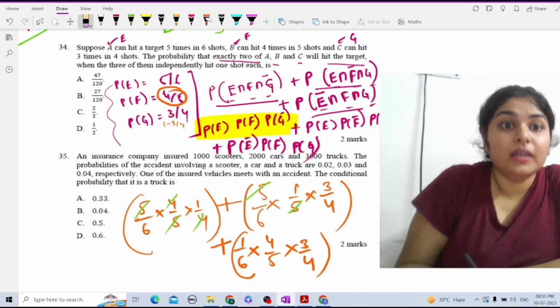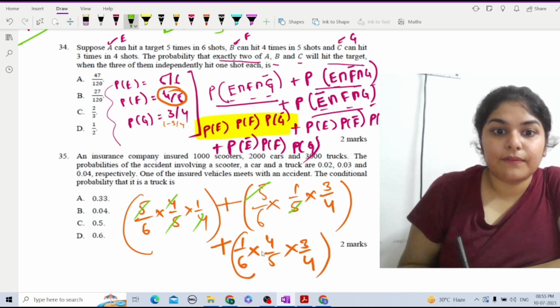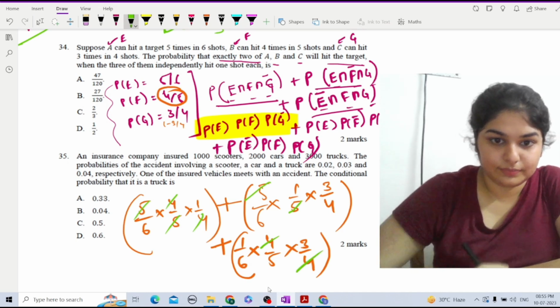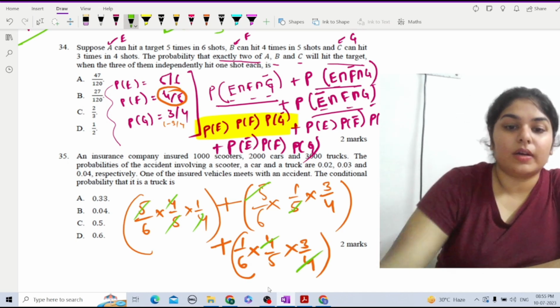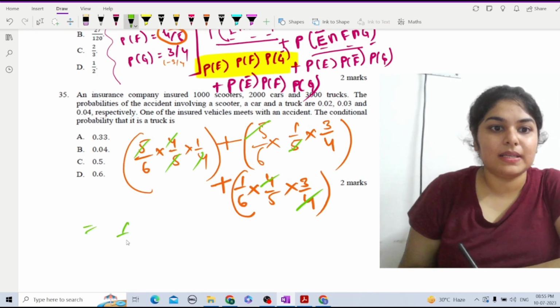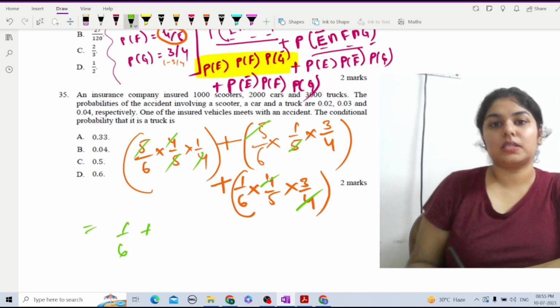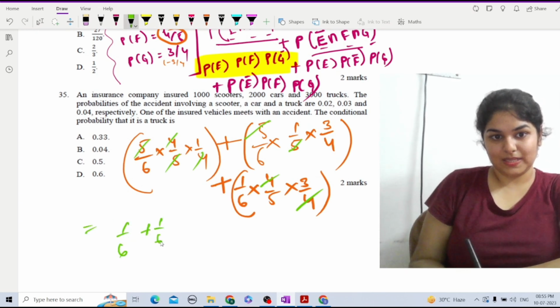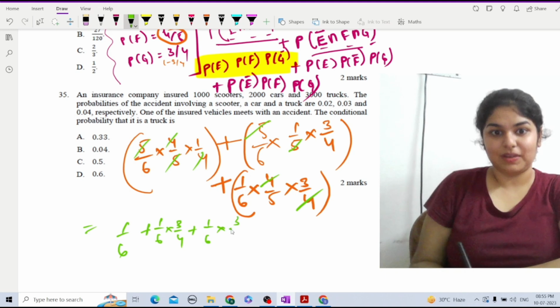Okay, let's just leave it that way. Next term, 4 gets cancelled. Anything else? No. Okay, so we are going to take some common terms now. So let us simplify this. We have 1 by 6 plus 1 by 6 into 3 by 4 plus 1 by 6 into 3 by 5.